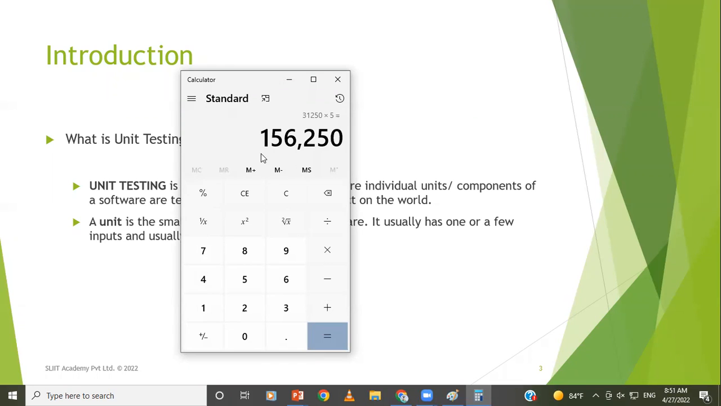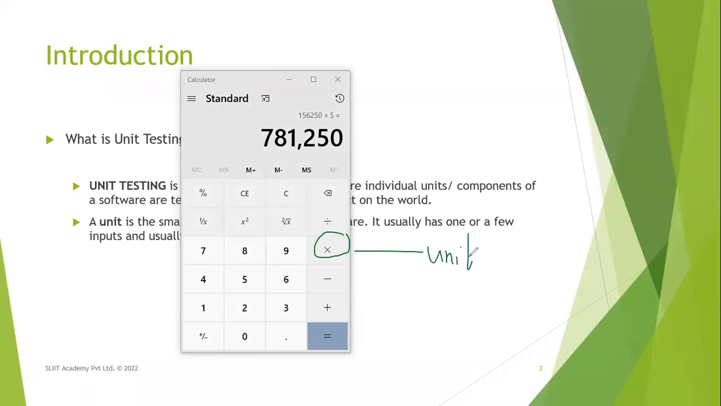So unit testing is another tool where you can test individual components. One example is this multiplication function. So this is a unit. This is a unit, right? One single testable unit, whether you can multiply. This is another unit we can test, and this is another unit we can test. If I select CE, if the calculator is correctly implemented, then what should happen to the screen? It should be blank, right? 0.